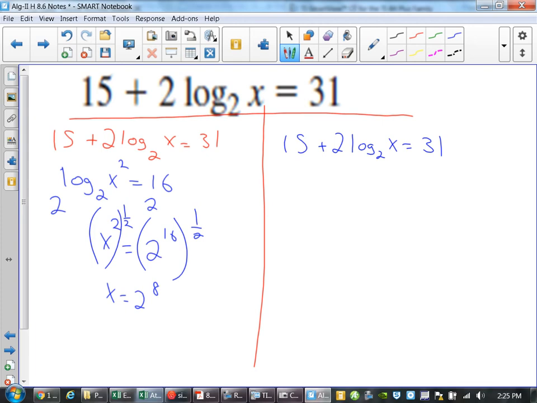The other way, work backwards. Subtract 15. How do you undo times? Divide by 2. So you can't have taken the square root of what's that? You have taken the square root of like 16.